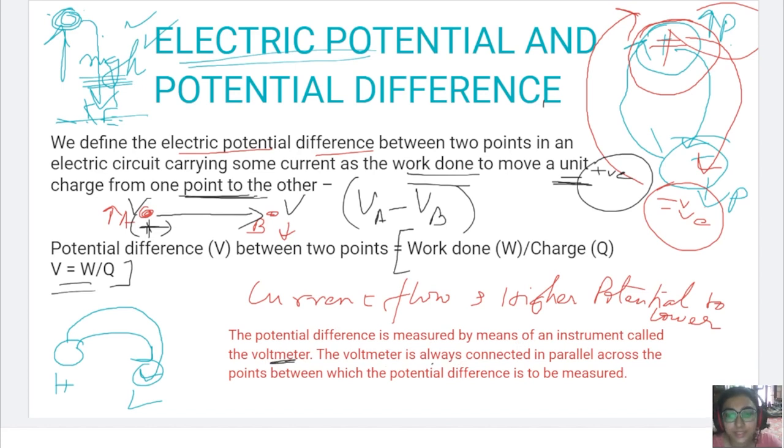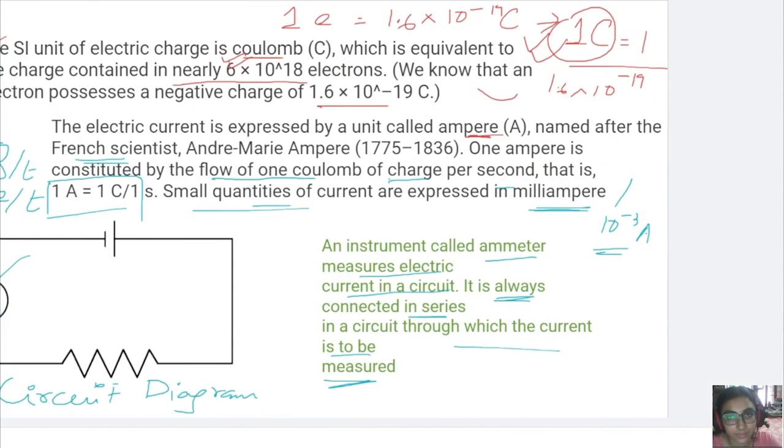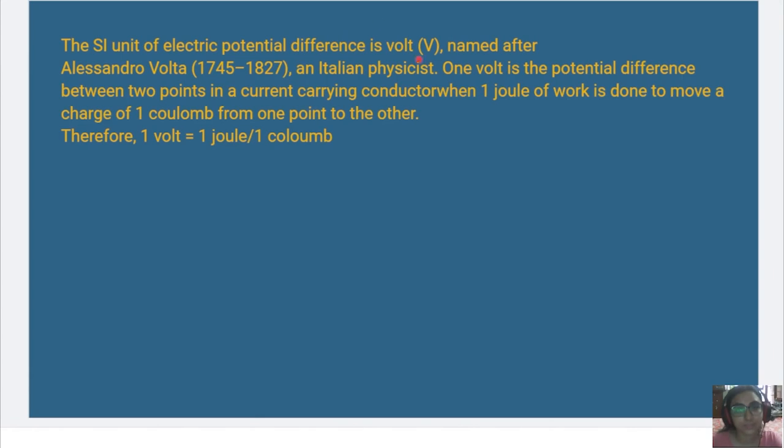The potential difference is measured by an instrument called voltmeter. The voltmeter is always connected in parallel across the points between which the potential difference has to be measured. So this is A, this is B. Let this be a circuit in itself. So for now, what you have to understand is that the voltmeter is placed something like this, unlike the ammeter, which was placed like this, inside the circuit itself. It is placed a bit outside but connecting the 2 points. The main difference between the parallel circuit and the series circuit you'll understand in the next class, but till then, remember this.